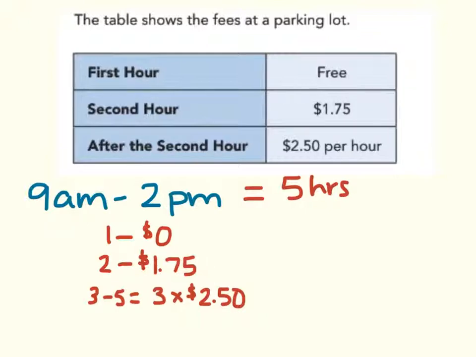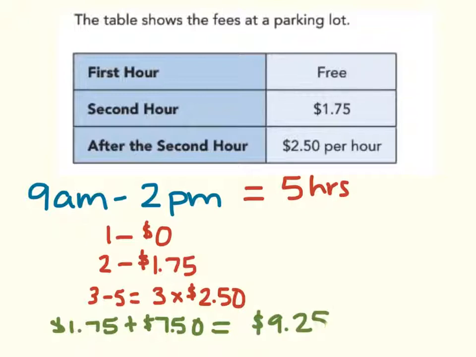So for the first hour, he spent $0. The second hour, $1.75. And for the third, fourth, and fifth hour altogether, $7.50. So we have $1.75 plus $7.50, giving us $9.25. So Ben spent $9.25 on his parking at this particular lot.